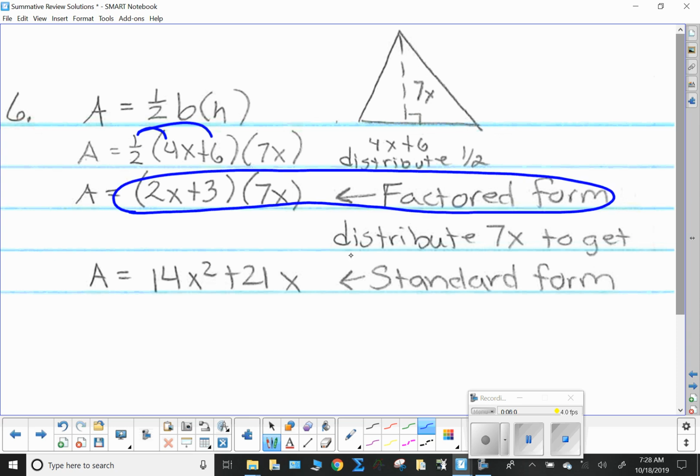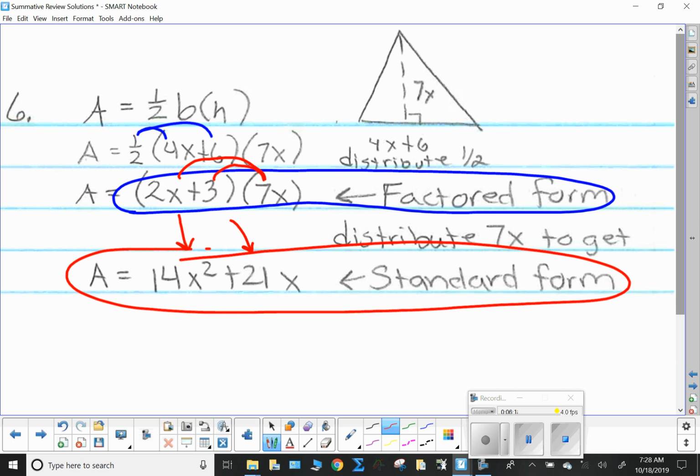To get it in standard form, you're going to distribute the 7x. So 7x times 3 is 21x. 7x times 2x is 14x squared. 14x squared plus 21x, that's the standard form of the area of this triangle.